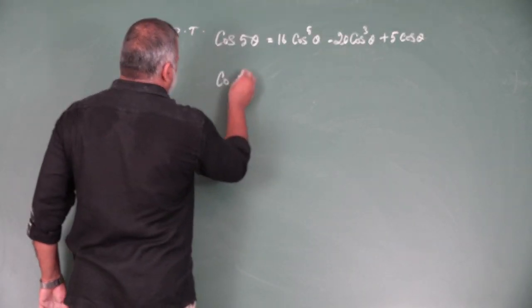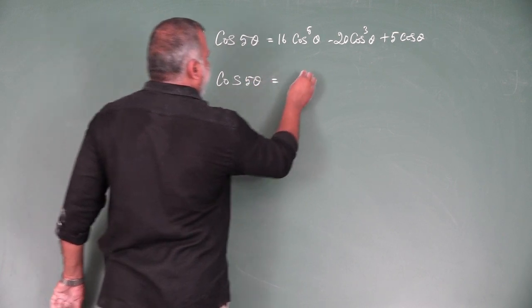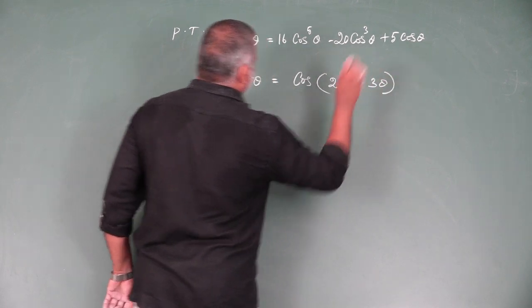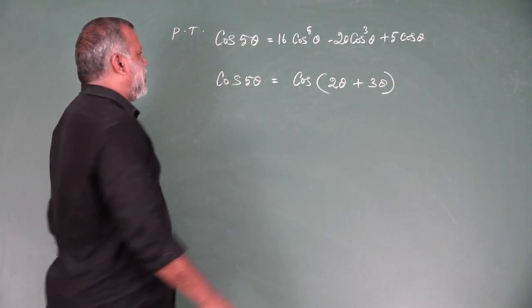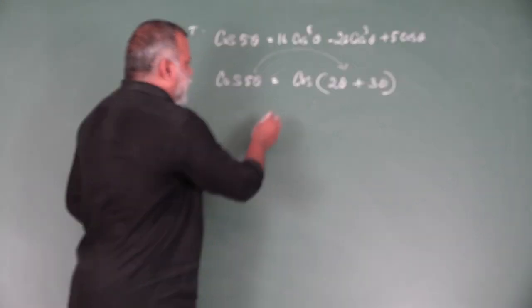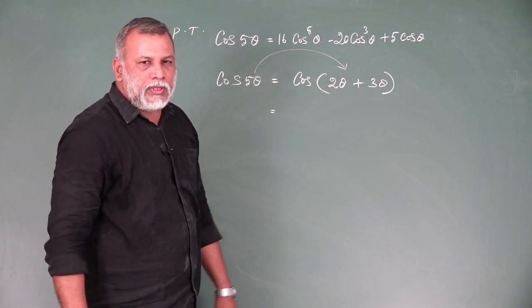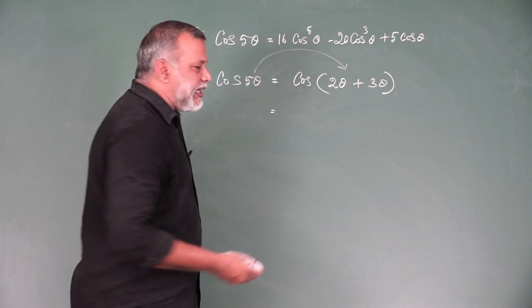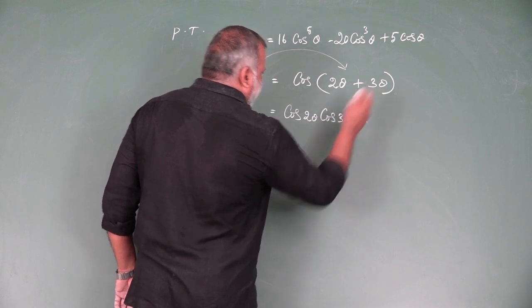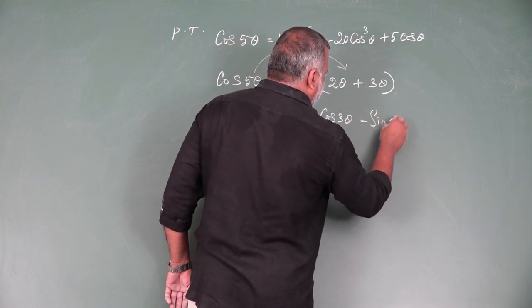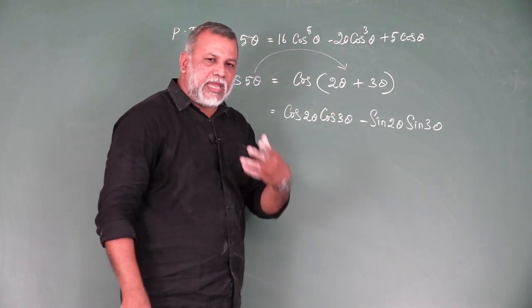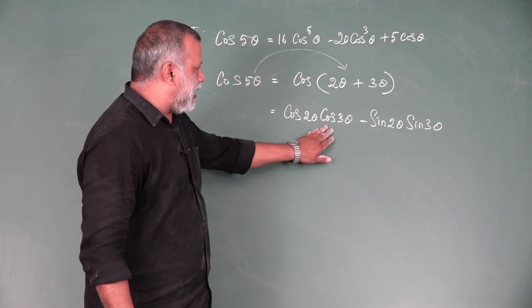Now cos of 5 theta can be written like this: cos of 2 theta plus 3 theta. This 5 theta can be split in the form of 2 theta plus 3 theta. Now it is in the form of cos of a plus b. So cos of a plus b can be expanded like cos a cos b minus sin a sin b. See this one? Cos of a plus b can be expanded in the form of cos a cos b minus sin a sin b.